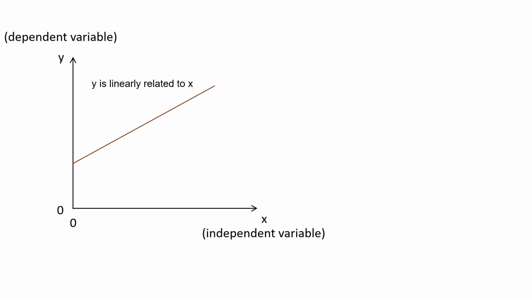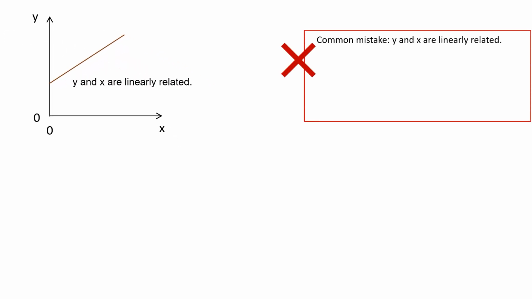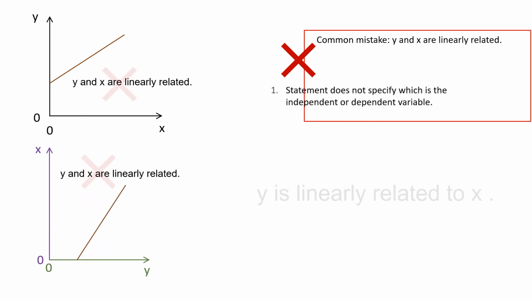It is incorrect to simply say that x and y are linearly related. Why? Because this statement lacks clarity in two key aspects. By saying x and y are linearly related, we do not know whether y depends on x or if x depends on y. We must always be clear about which variable is the independent variable x and which is the dependent variable y. If we say that x and y are linearly related, we can switch the axes of the y-x graph. We still get the linear relationship in the xy graph.